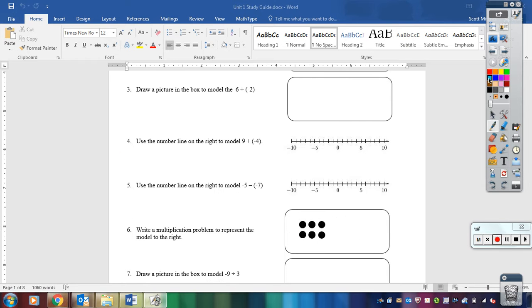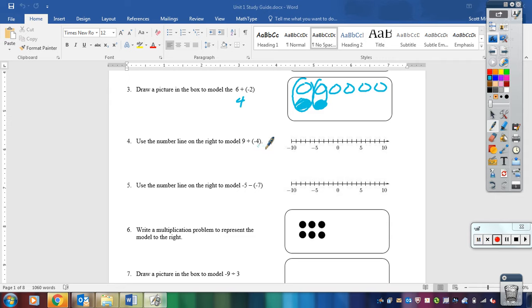Question 3 asked us to model in a box 6 plus -2. I'll start with 6. 1, 2, 3, 4, 5, 6. I'll add 2 negatives. If you want, you could cancel these or circle these. We're left with 4 positives, which if you check, the positives win by 4. That's what you should have ended up with. But that's what it should look like when you model it with integer chips.